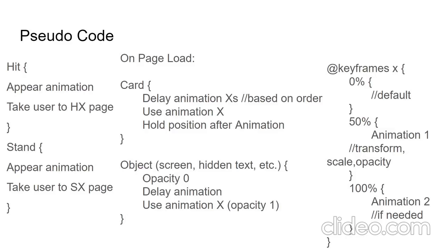So from 0%, nothing is happening. By 50%, it has taken some kind of animation, whether that's moving, maybe it's scaled, maybe its opacity is changed. And then by 100% of the animation, if it's not just done after that one action, it does another such animation, such as disappearing afterwards.